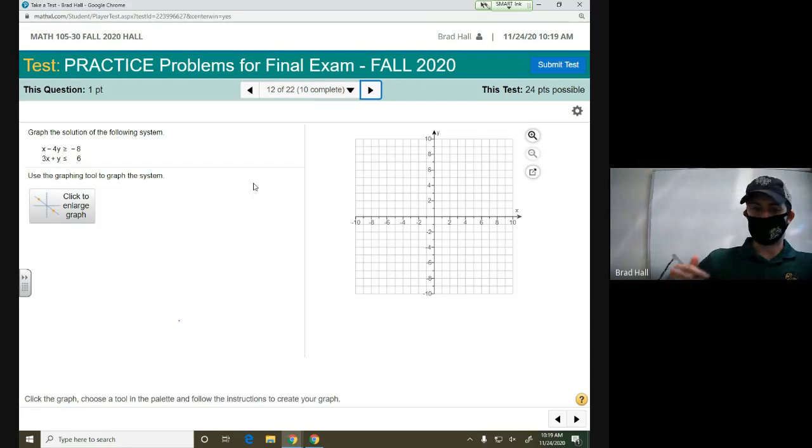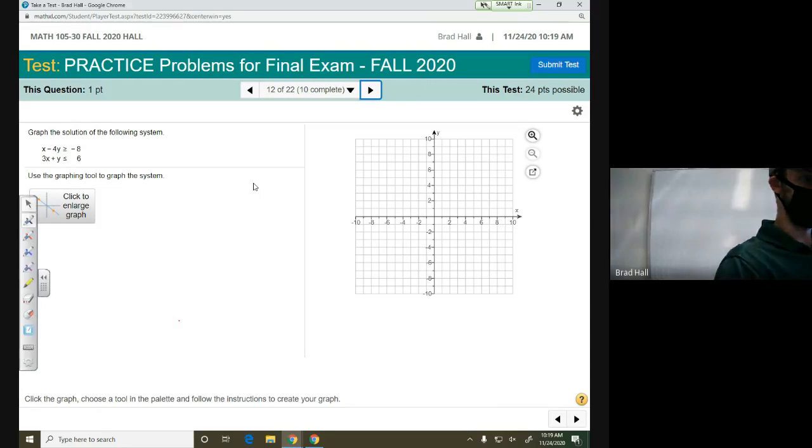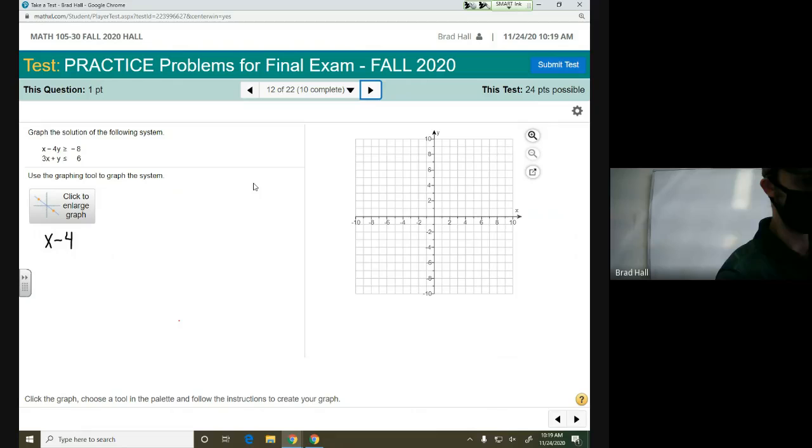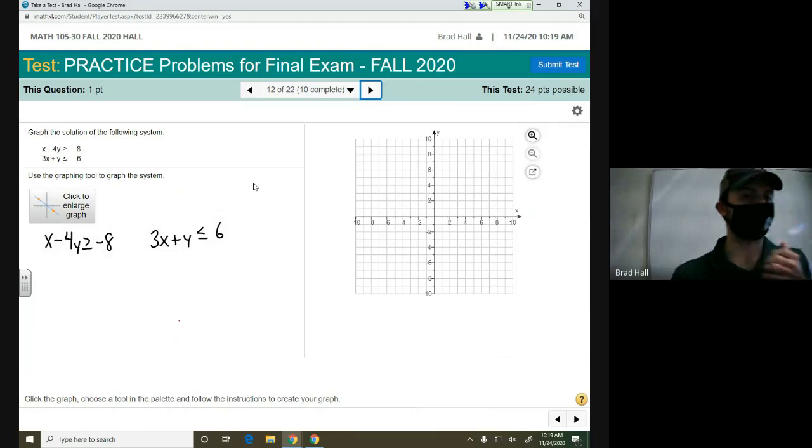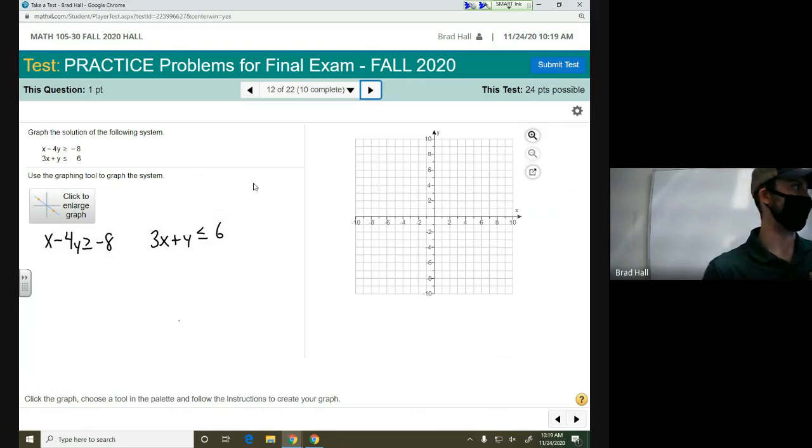All right, so this one's a more expected problem on the test. They could ask something like this. x minus 4y is greater than or equal to -8. 3x plus y is less than or equal to 6. So we're going to, like we did in the programming section, go ahead and find the intercepts.